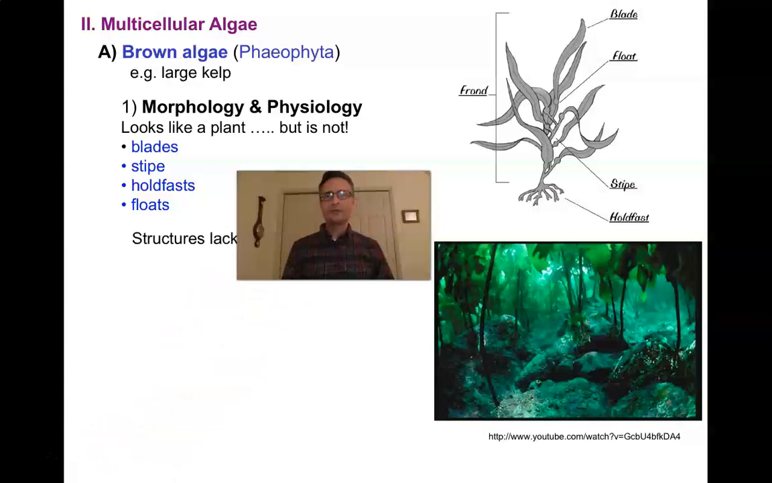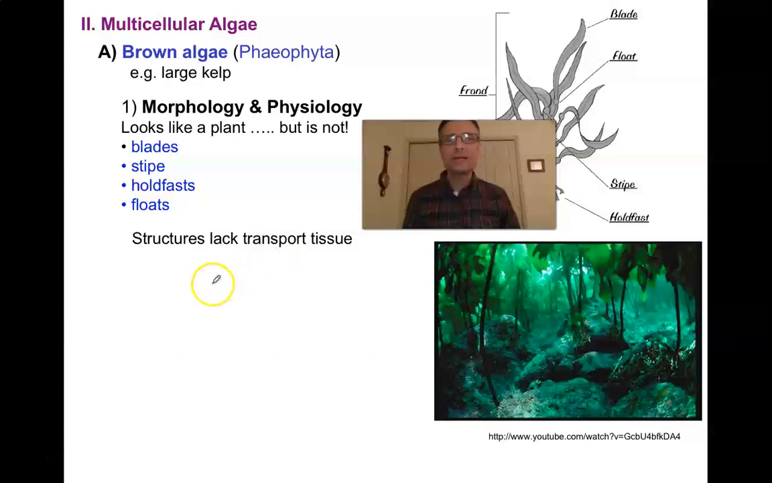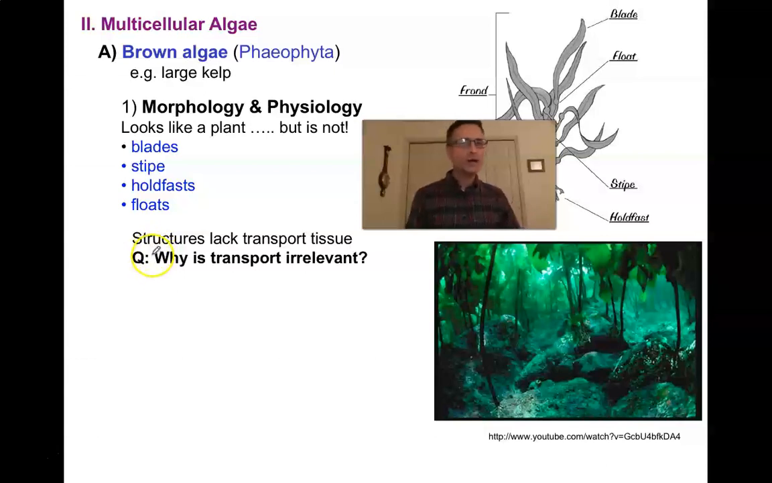Okay, so why aren't these stems and leaves and roots? The idea is that these structures, blades, stipes, and holdfasts, lack transport tissue. We're going to talk a little bit more about what the transport tissues are in plants, but these don't have any real transport tissue. And so the question is, why is transport irrelevant? Think about where these brown algae are living. They're living in the water, all right? And so any cell anywhere in this body of the alga that needs water, well, it's got it. It's surrounded by water.